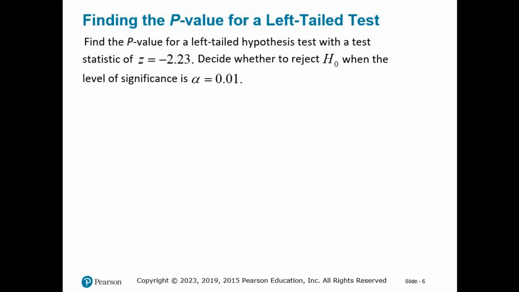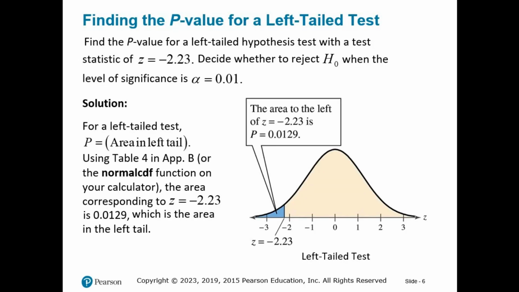So we can draw our graph and place the standardized test statistic. Now we need the area, so we can compare it to the level of significance of alpha equals 0.01. We can do that with the table by looking up negative 2.23, or we can use the normal CDF function on our calculator, with a large negative number as the lower bound, and negative 2.23 as the upper bound. Both should give you 0.0129, which is the area in the left tail. That is the number we compare to 0.01.